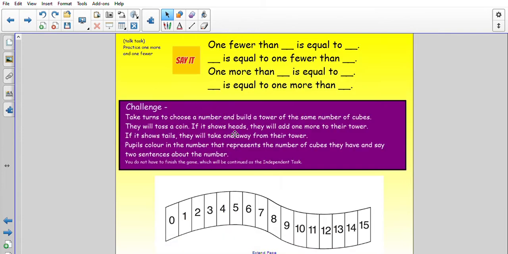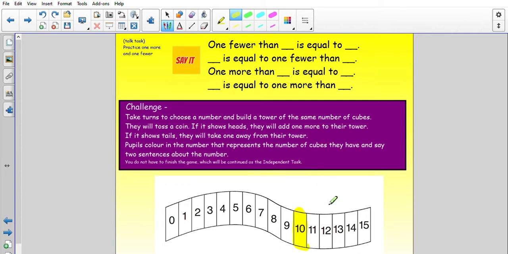Right, let's have a look at the game, see if we can play the game. So this tells you here how to play the game. But what I haven't explained to you is when we start by playing, so if, for instance, we chose number 10, just like we did on the other game, we're going to colour in the number 10 because we've chosen it.